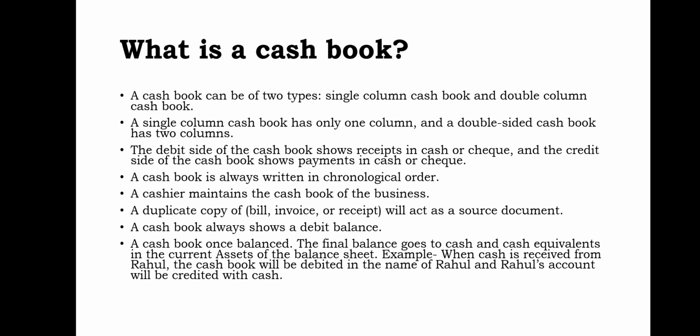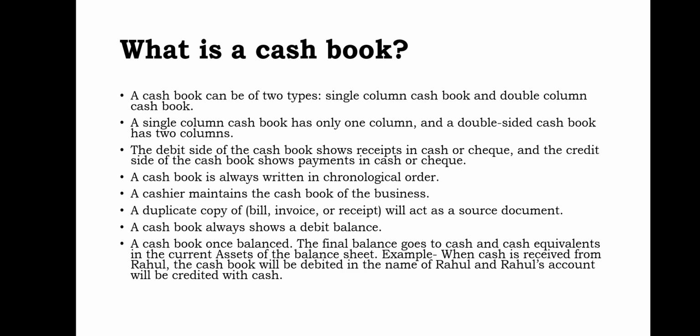If we recall our past knowledge, a cash book with two columns must have one cash column and one bank column. But if it is a single column cash book, it will have only one column, either a cash column or a bank column. One thing we must always remember is that a cash book has two sides, a left side and a right side. The left side is known as the debit side, and the right side is known as the credit side.